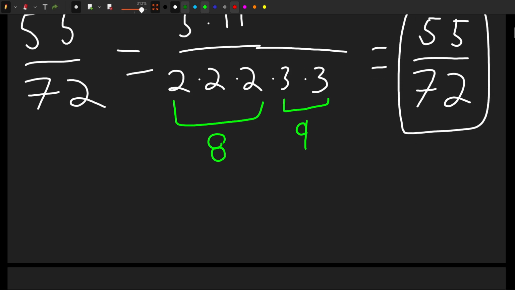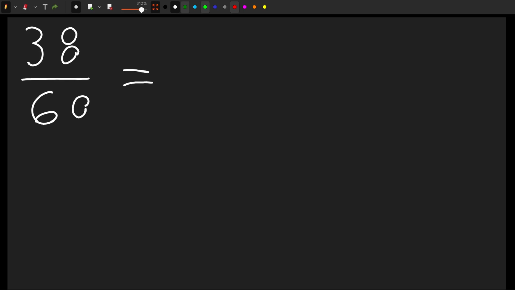Okay. Our next example, I'll move down to a new page here, will be 38 over 60. All right. 38, we can simplify it as 2 times 19. You want to double check to make sure that works. 19 plus 19, well, that's 10 plus 10 is 20. 9 plus 9 is 18. 20 plus 18 is 38.